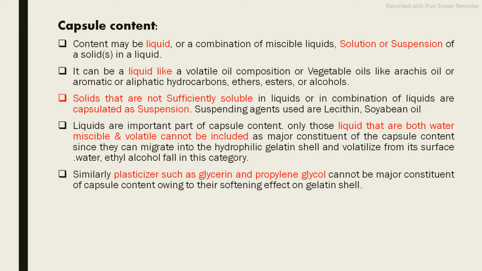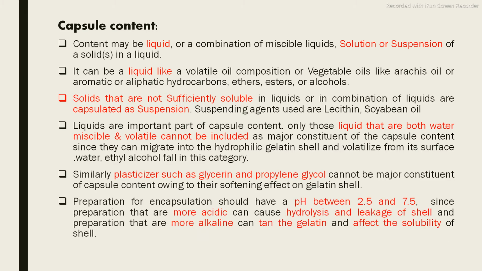Similarly, plasticizers such as glycerin and propylene glycol cannot be a major component of your capsule. Otherwise, it may cause softening of your gelatin shell. As the plasticizer concentration goes on increasing, it will go on softening the shell of your soft gelatin capsule. And if you increase the amount of plasticizer more and more, it will dissolve the gelatin shell. So that's why we have to keep the optimum concentration of plasticizer, such as glycerin and propylene glycol.